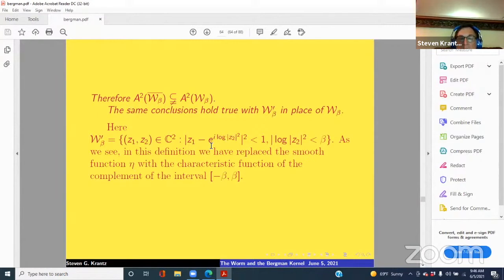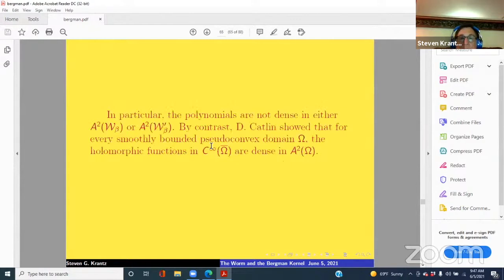The same conclusion holds true with W beta prime in place of W beta. And here W beta prime is the set of all Z1, Z2 in complex 2-space so that modulus of Z1 minus e to the i log mod Z2 squared is less than 1, and log mod Z2 squared is less than beta. So that's one of our substitute worms. As we see in this definition, we have replaced the smooth function eta with the characteristic function of the complement of the interval minus beta, beta. In particular, the polynomials are not dense in either A2 W beta or A2 W beta prime.